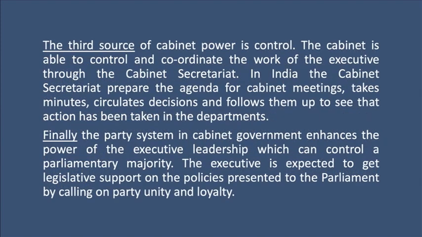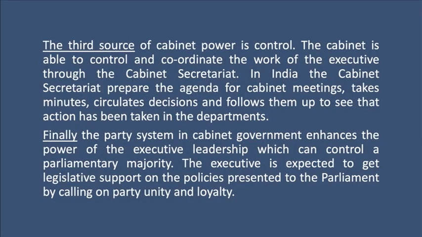The third source of cabinet power is control. The cabinet is able to control and coordinate the work of the executive through the cabinet secretariat. In India, the cabinet secretariat prepares the agenda for cabinet meetings, takes minutes, circulates decisions and follows them up to see that action has been taken in the departments. This third source of cabinet power is also very important because the coordination of the cabinet's decisions is also very important, and the cabinet secretariat plays a very important part in this control. They are coordinated by a hierarchy of staff members, and they follow up the decisions and help in the implementation.